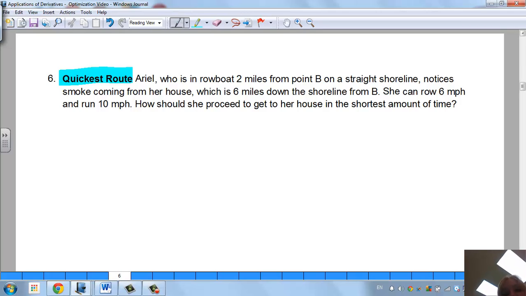So Ariel, who is in a rowboat 2 miles from point B on a straight shoreline, notices smoke coming from her house, which is 6 miles down the shoreline from B. She can row 6 miles per hour and run 10 miles per hour. How should she proceed to get to her house in the shortest amount of time?